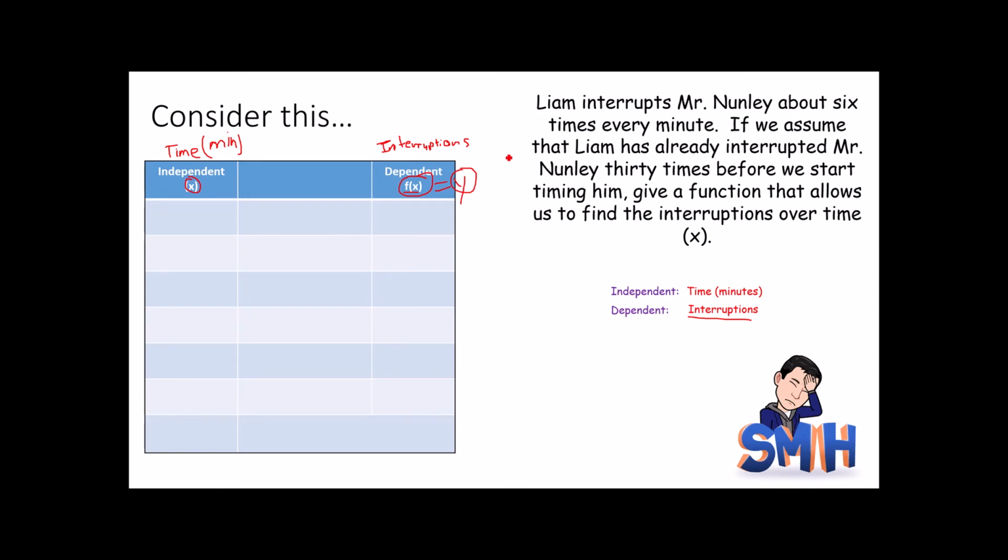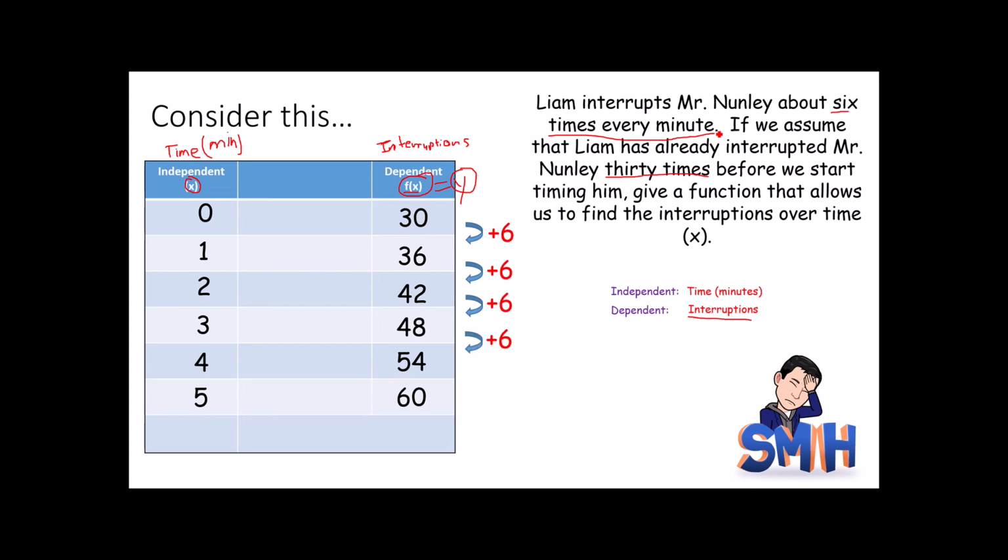Well, let's create a table to look at this scenario. If 0 minutes have passed, Mr. Nunley has already been interrupted 30 times, so he has no time to interrupt me anymore. But if we give Liam a minute, he'll interrupt me 6 more times for 36. And if you give him another minute, he'll interrupt me 6 more times, and another minute, 6 more times. In fact, the pattern that's described for us is about 6 times every minute. And so you can see that our constant rate of growth is plus 6.